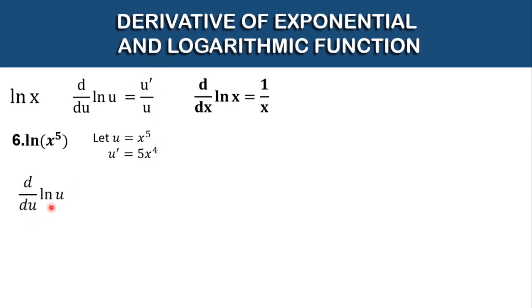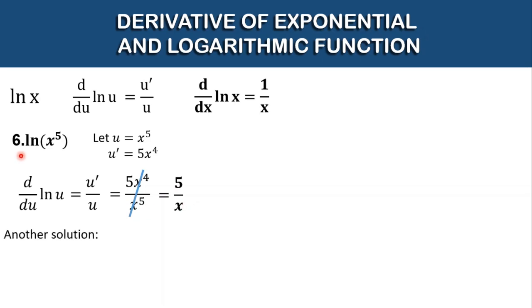Then, apply natin siya doon sa ating guide. So, d over du of the natural logarithm of u is equivalent to u prime over u. U prime is equal to 5x raised to 4. And u is equal to x raised to 5. And here we can cancel yung mga x. So, meron tayong x sa taas, 4 sila, at 5x sa baba. So, may matitira tayong isang x sa baba. And our answer, our derivative, is 5 over x. And I have another solution for this problem.